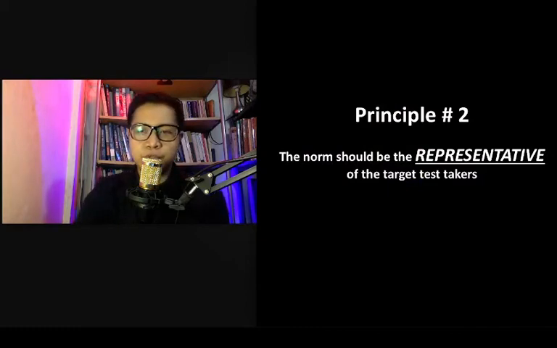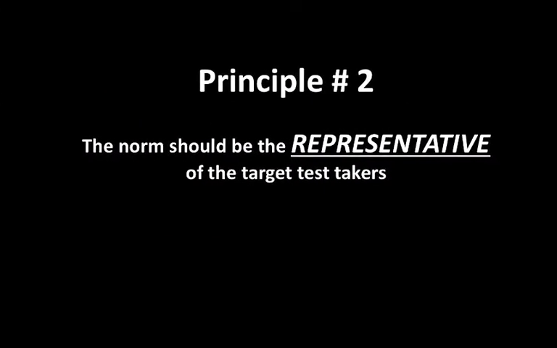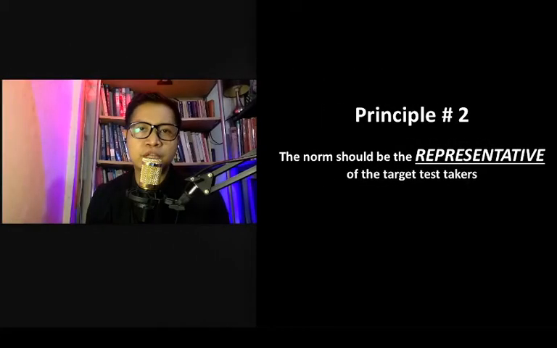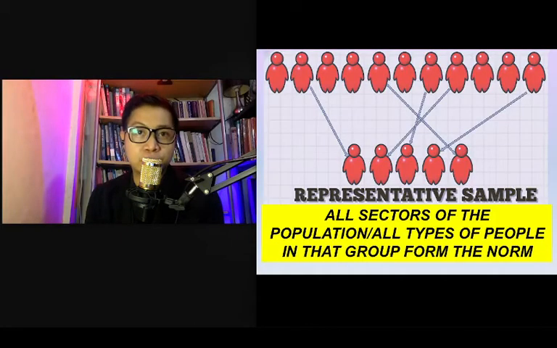Okay, let's move on to principle number 2. The norm should be the representative of the target test takers. Let me repeat. The norm should be the representative of the target test takers. In fact, yung principle number 2, dapat alam ito ng mga test constructors, yung mga gumagawa ng test. Kasi yung implication ng principle number 2 has something to do with how should you select people who will be forming your test norms.